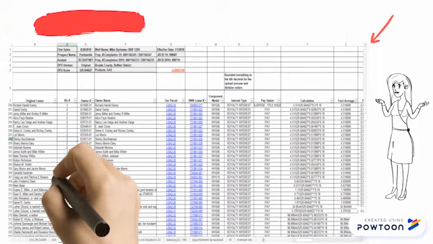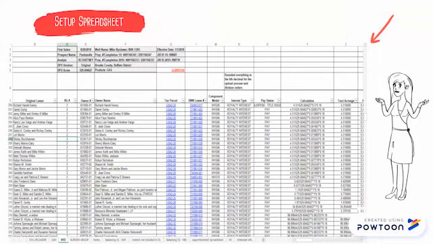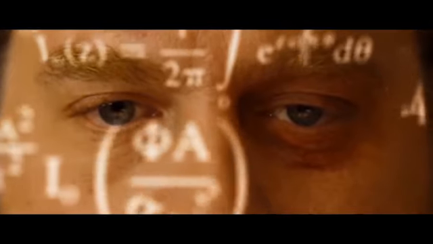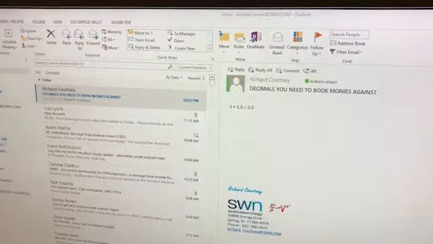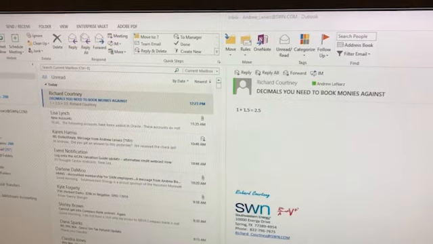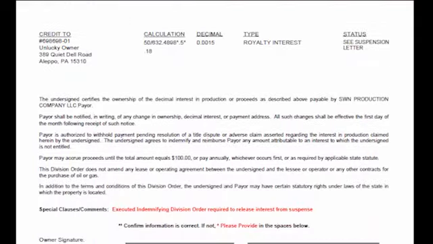As I review all these documents, I record all the necessary information into one spreadsheet. This is where I calculate everyone's decimal interest and prepare the data to be uploaded into our system. Once the data is uploaded, accounting has the decimals they need to book the monies against, and then we can issue division orders to the owners.